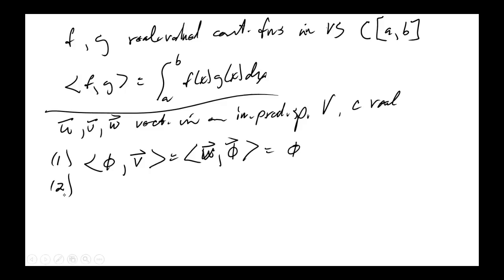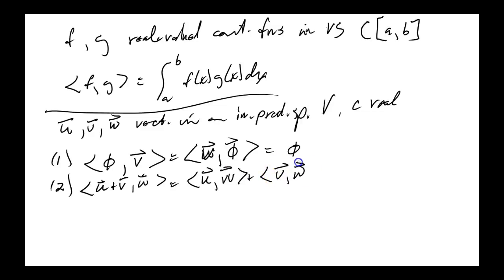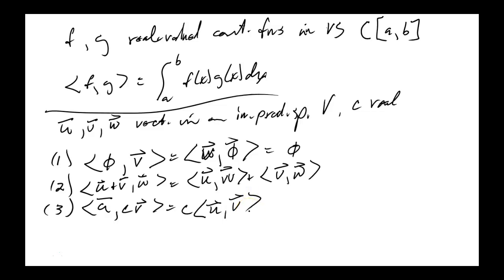2: these are the same, it's just missing the last one. The inner product of u plus v with w, which is a little backwards from how we've done it before, is equal to the inner product of u with w plus v with w. And 3 is that the inner product of u with cv is equal to c times the inner product of u and v. Those are just flipped around versions of what we had before.